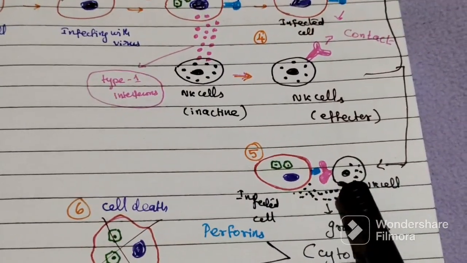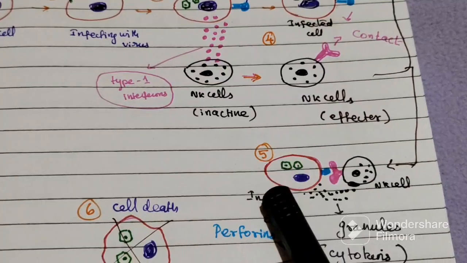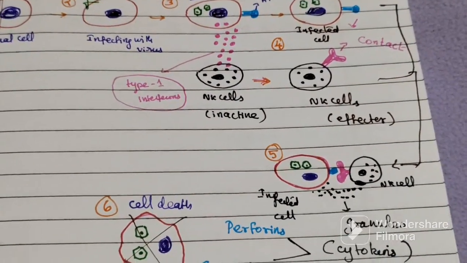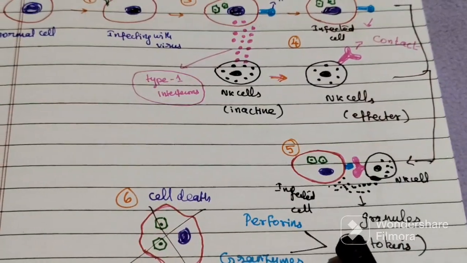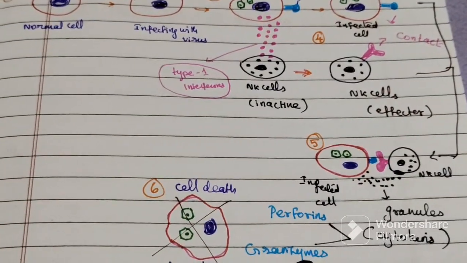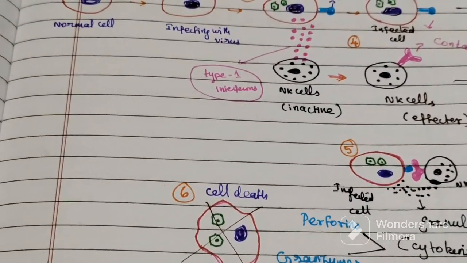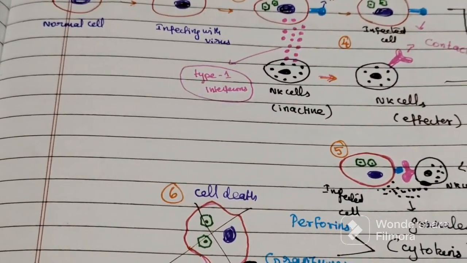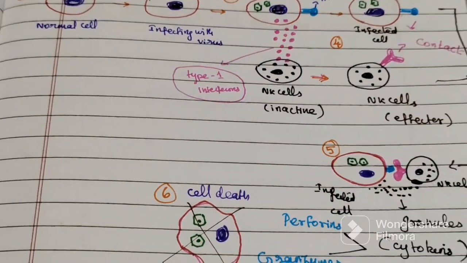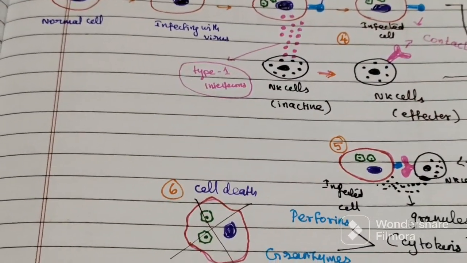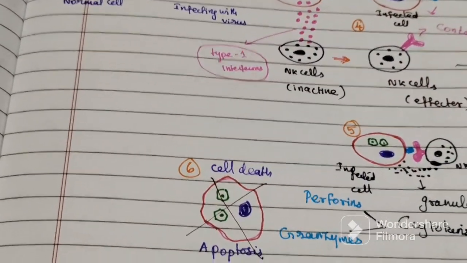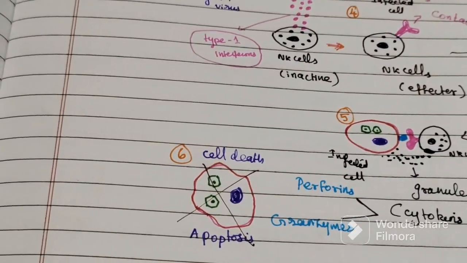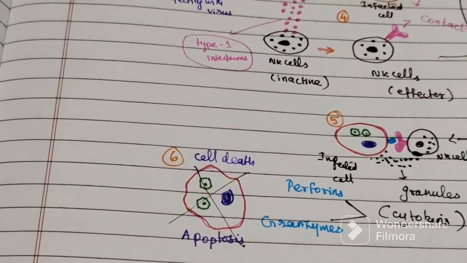So the NK cell releases granules, which enter the infected cells. These granules are nothing but cytokines, releasing two kinds of things: perforin and granzyme. Perforin breaks the cell membrane of the infected cell, and granzyme kills the infected cell. Here cell death happens, which is also called apoptosis or programmed cell death.